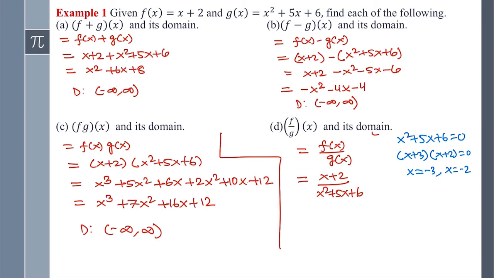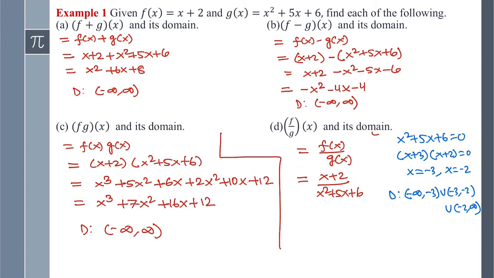So let's go ahead and write the domain. So the domain is -infinity to -3, union -3 to -2, union -2 to infinity. Okay, so that's the domain of this function.